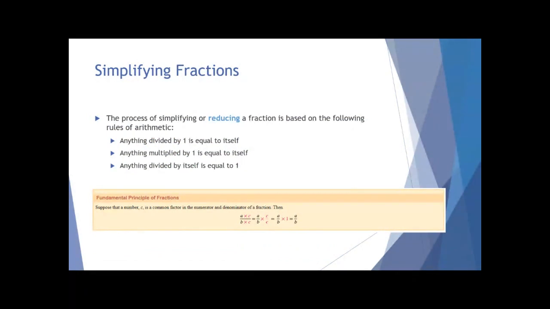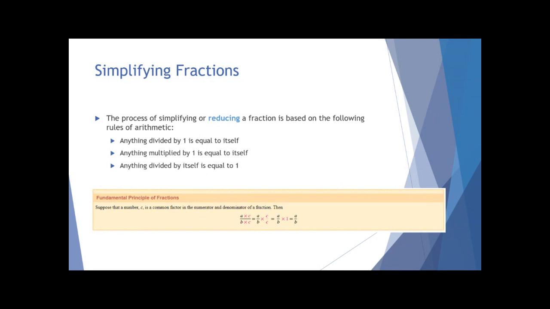So next is how we're going to actually use this, and that's with simplifying fractions. So the process of simplifying or reducing a fraction. If we say reduce a fraction, that means we're trying to make the number smaller. And if you see the word simplify, reducing is part of that process.